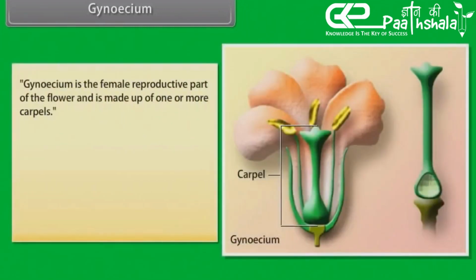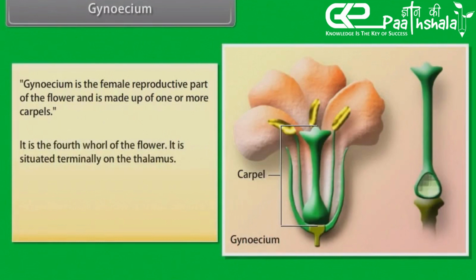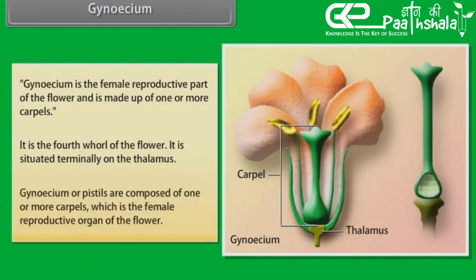Gynoecium. The gynoecium is the female reproductive part of the flower and is made up of one or more carpels. It is the fourth whorl of the flower. It is situated terminally on the thalamus. The gynoecium or pistil is composed of one or more carpels, the female reproductive organs of the flower.